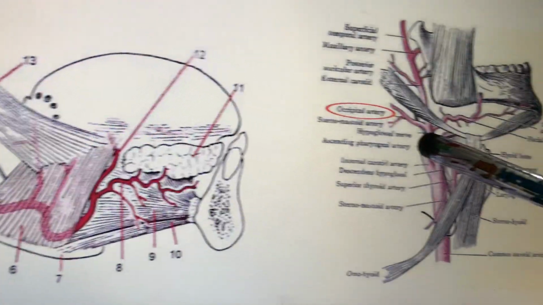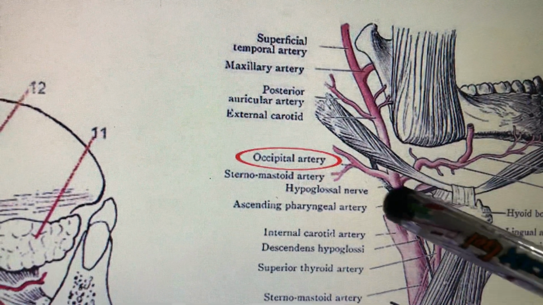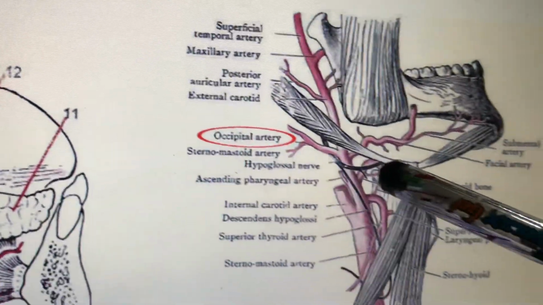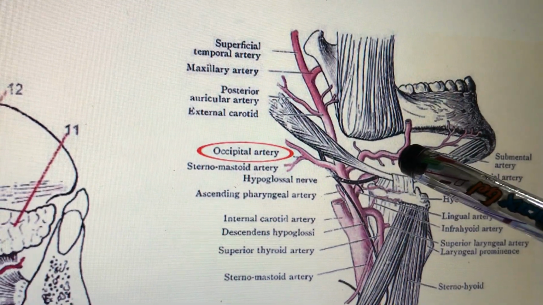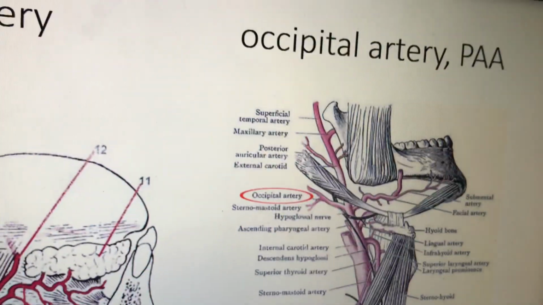The occipital artery also, can you see this loop of the hypoglossal? So at the beginning, the occipital artery loops the hypoglossal, and while going here the lingual artery loops the hypoglossal. So the nerve loops both the arteries.